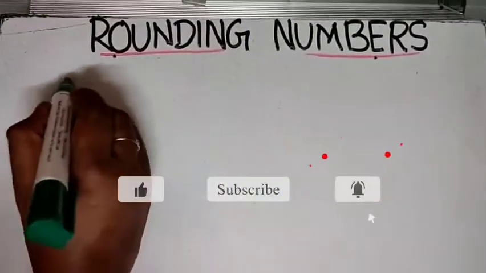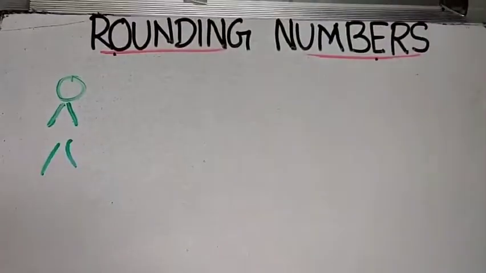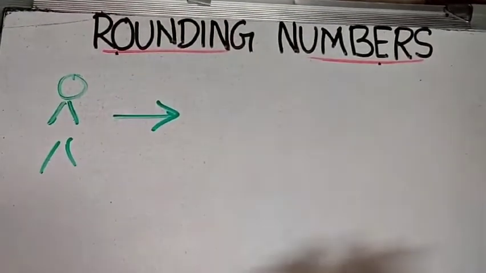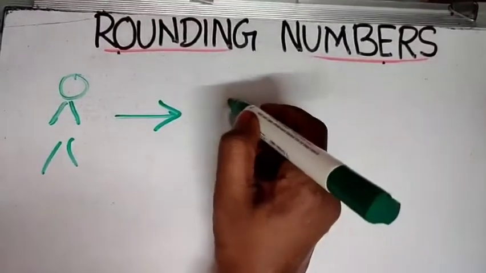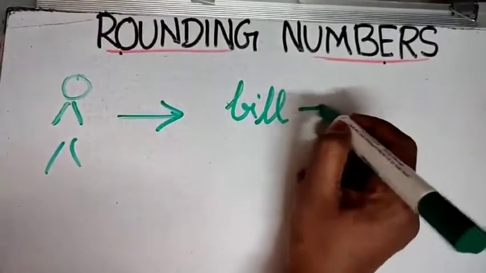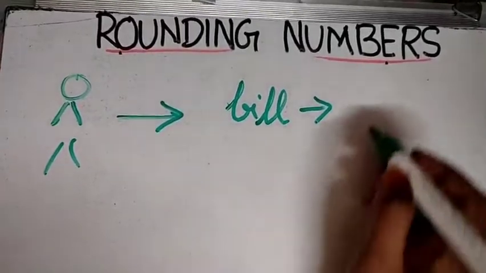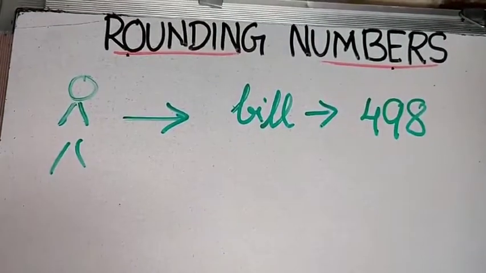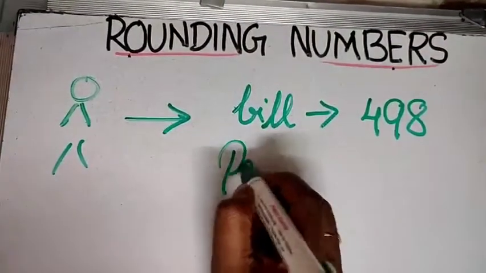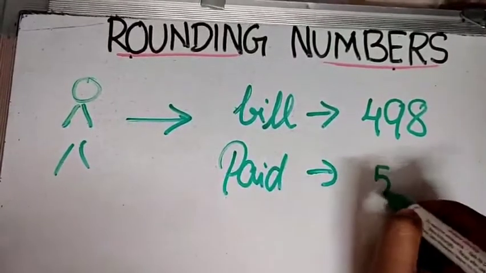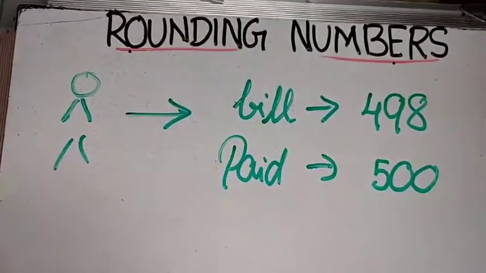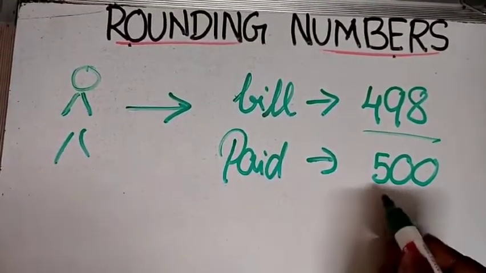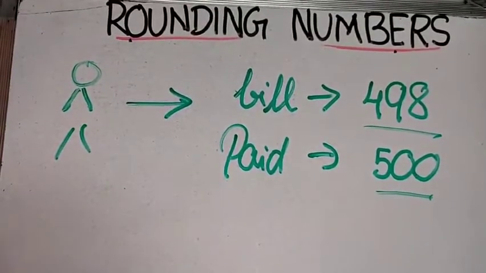So a person went to a supermarket. He bought all the things whatever he wants. Next, he got a bill for the things he has purchased, that is 498, and he paid 500 instead of paying 498. He said, I don't have change, so I am paying 500. Keep the change with you.